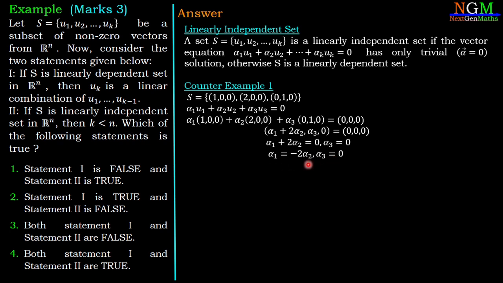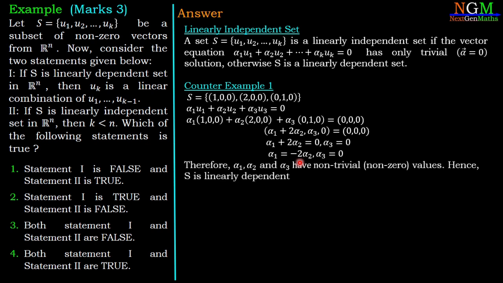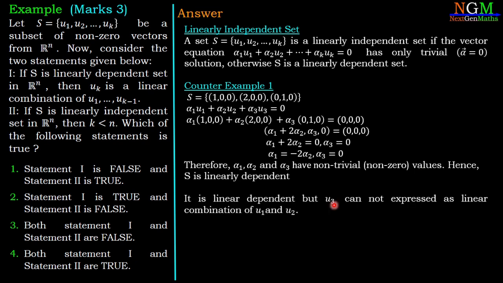Like if we take alpha 2 equal to 1, then alpha 1 equal to minus 2. If we take alpha 2 equal to 2, then alpha 1 equal to minus 4. So we have infinitely many non-zero solutions. So this vector equation has a non-trivial solution, hence S is a linearly dependent set. But we can see u3 equal to (0,1,0) cannot be expressed as a linear combination of (1,0,0) and (2,0,0). Therefore u3 cannot be expressed as a linear combination of u1 and u2.